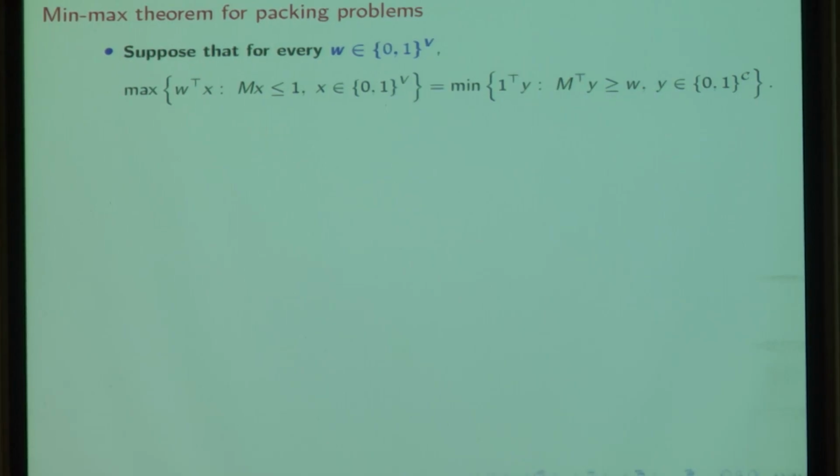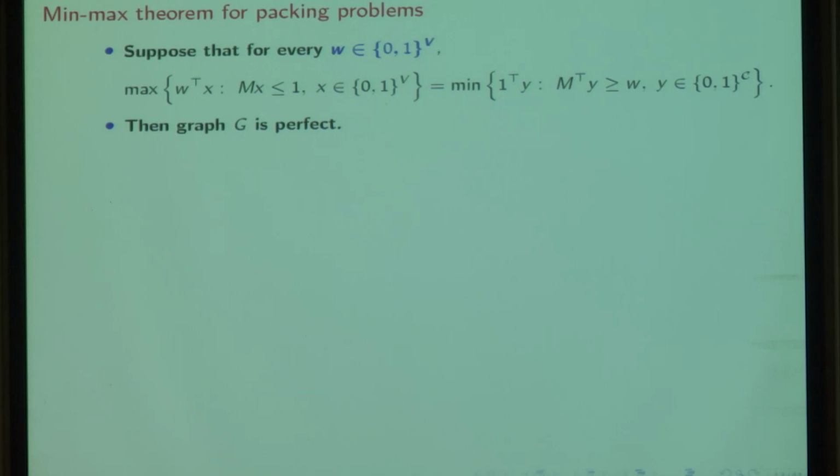Great. So let me repeat what I just said. Suppose that for every 0, 1 vector W, we have this max-min relationship between the independent set number and the clique cover number. It means that the graph is perfect, right?